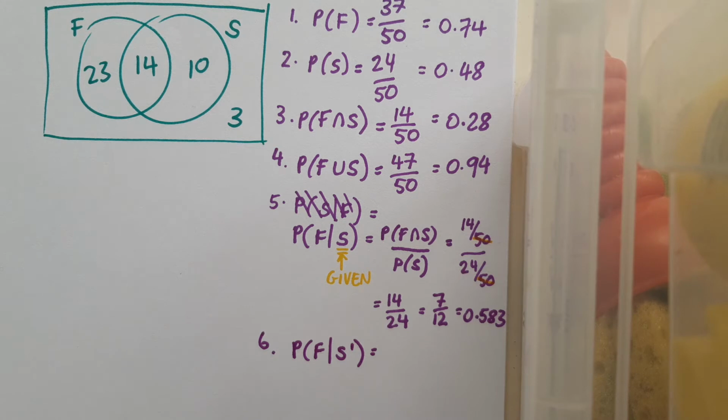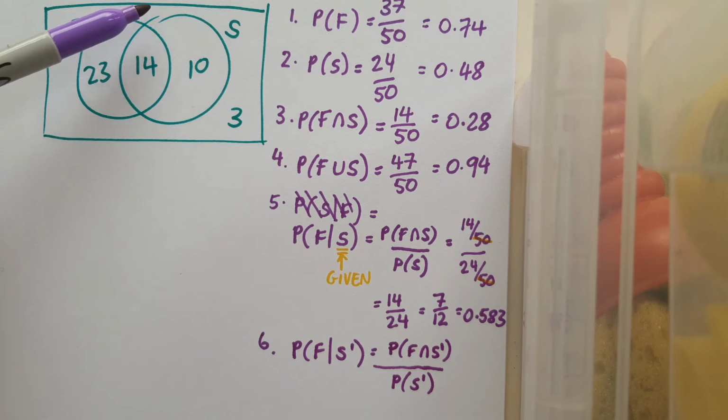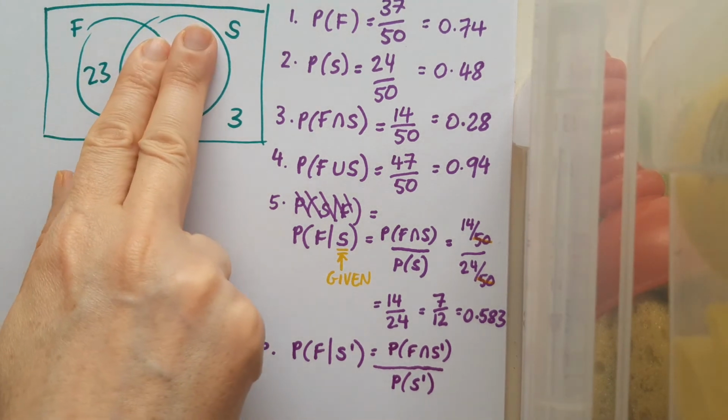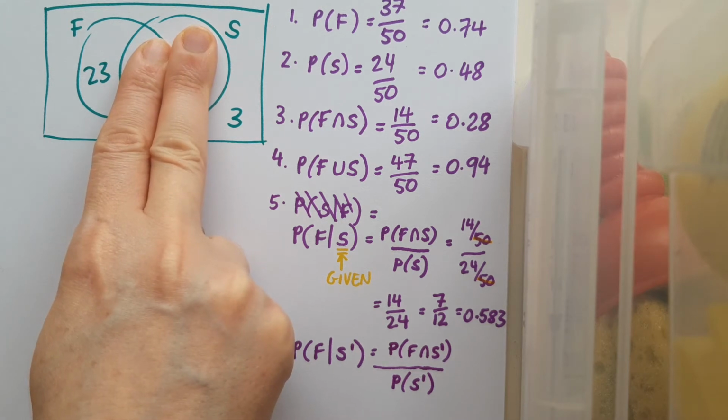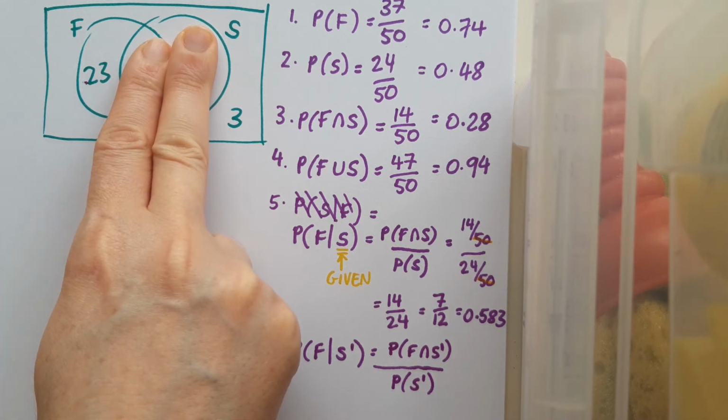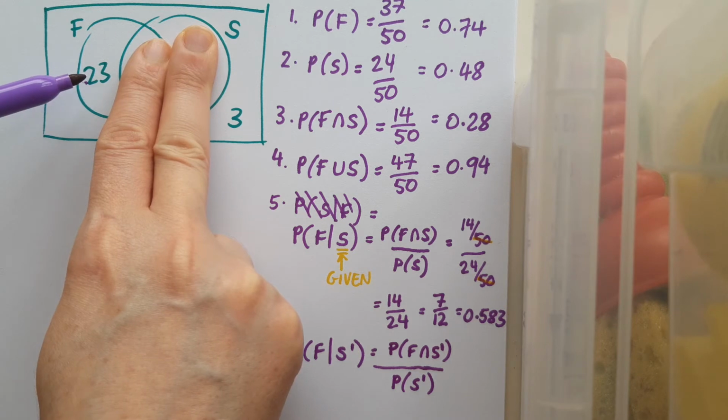Question 6 asks us to find the probability they speak a foreign language, given that they don't play a sport. So we want to find the region of our diagram where F intersects with S complement. So now S complement is everything outside of S. So if I cover over S, what part of the remaining visible regions intersect with F? So it's just this 23 over here. So that's 23 over 50.